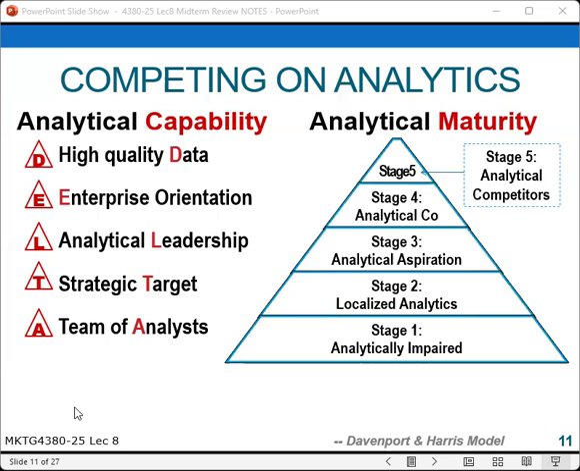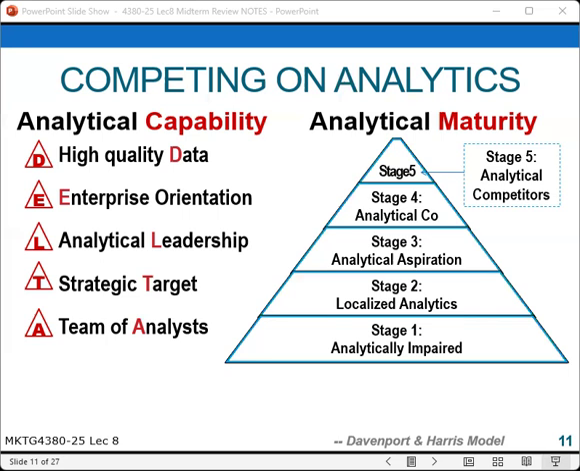This talks about the analytical maturity of an organization, starting off with being analytically impaired. So you're starting to collect data, but not necessarily making use of it. Then we move to stage 2, where it's localized. You're working in silos. Some departments are using it and running analytics and benefiting from it, where others aren't. Slowly, as the company drives towards analytical aspirations, some senior executives start to see the value in it and start to collaborate. And then we move into eventually becoming this analytical company.